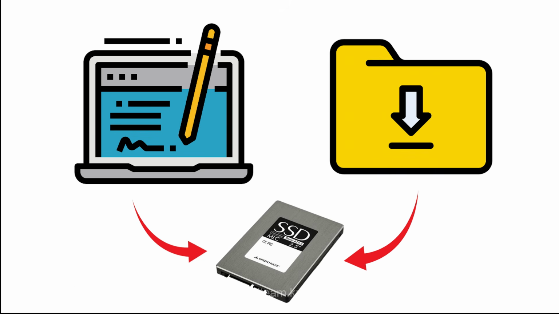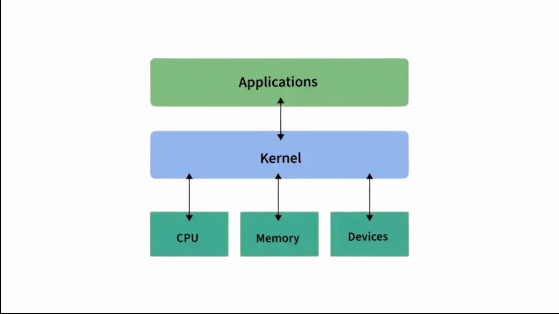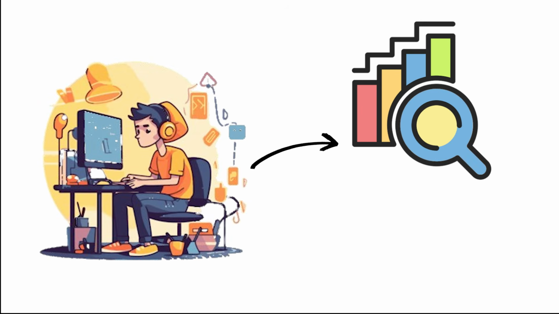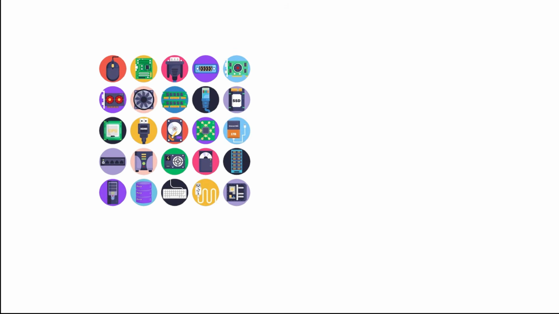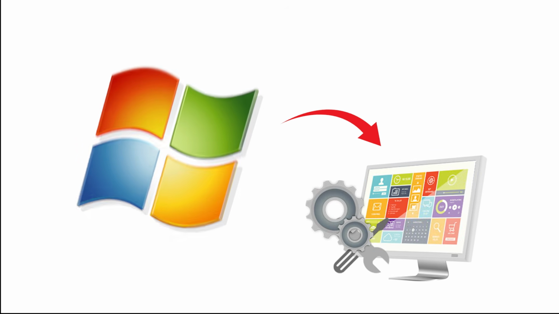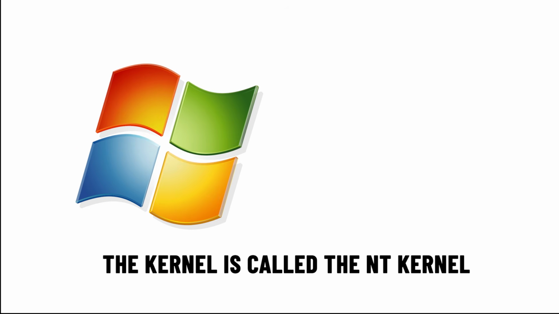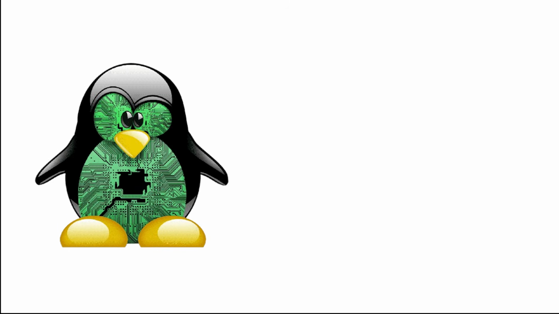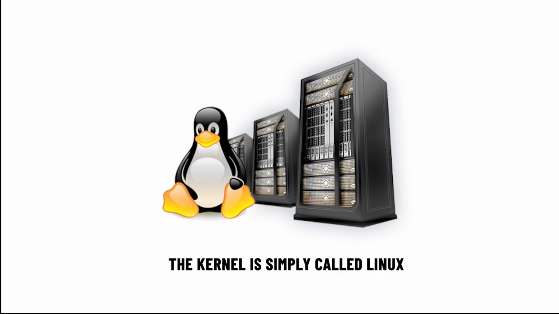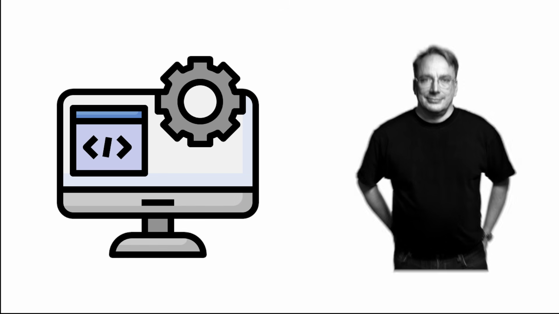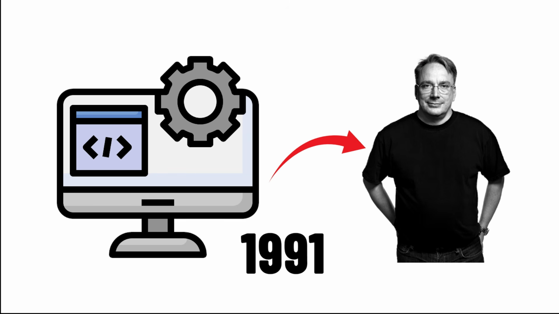When a program wants to save a file, it does not talk to your SSD directly, it asks the kernel. When a program wants to send data over Wi-Fi, it does not talk to your network card directly, it asks the kernel. The kernel is the gatekeeper for every hardware interaction on the machine. On Windows, the kernel is called the NT kernel. It's a hybrid kernel that combines components from Mach and BSD. On Linux, the kernel is simply called Linux. It's the one piece of software that Linus Torvalds originally wrote in 1991.